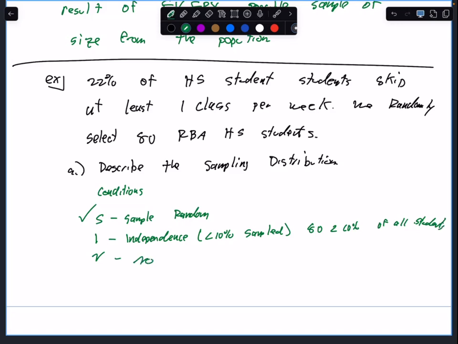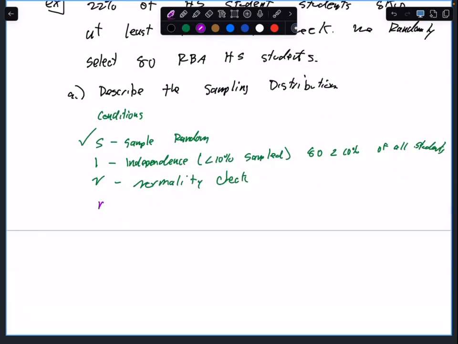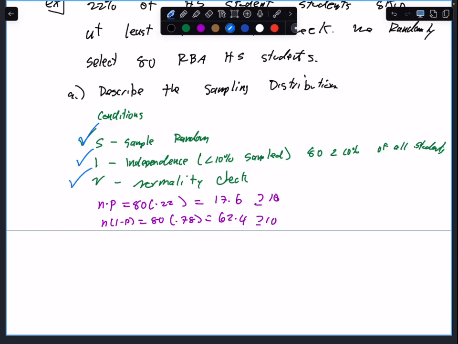And what about our normality check? N times P is 80 times 0.22, which gives me 17.6. N times 1 minus P is 80 times 0.78, which is 62.4. Both of these are at least 10. So check, check, and check. All 3 conditions are met, so that means that the distribution is approximately normal.